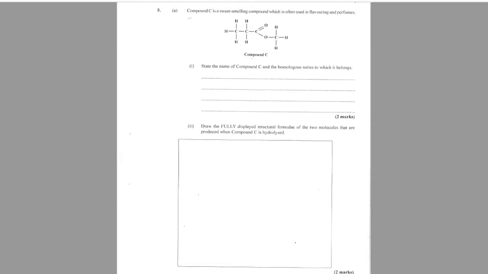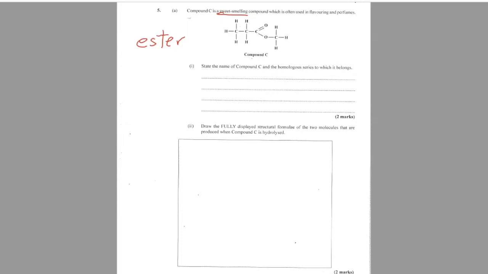Let's dive right in. This question is on organic chemistry, reactions of esters, reactions of organic compounds to be more specific, and we're just going to kick it off. Compound C, part A. Compound C is a sweet smelling compound which is often used in flavoring and perfumes. Once we hear anything relating to a sweet smelling compound in organic chemistry, we should be thinking about an ester.